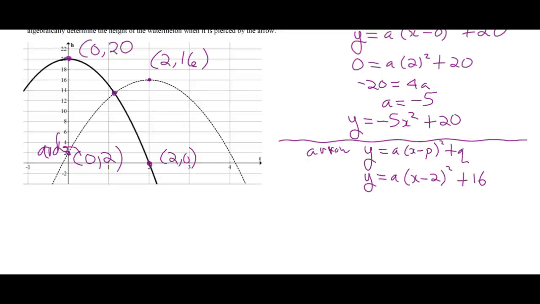And there's a point on this graph, which is where? (0, 2). So we're going to plug in a 2 for y and a 0 for x. And we know that a is negative because this also opens down. Okay, so 2 is equal to 4a plus 16. 4a is equal to negative 14. I'm going to subtract 16 from both sides. And so a is equal to negative 14 over 4, or negative 7 over 2.